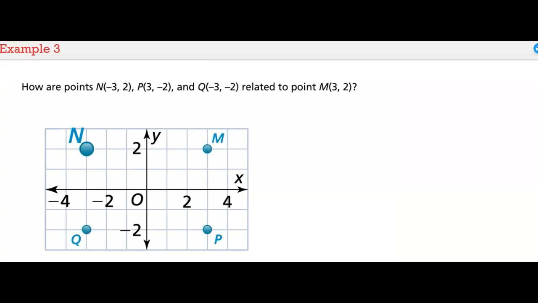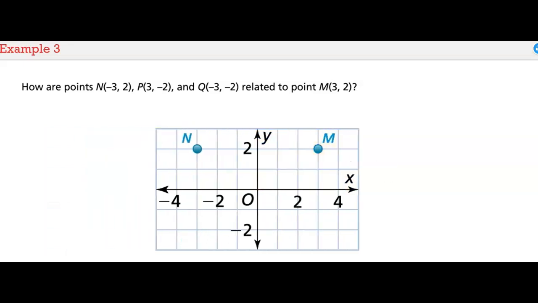How are points N, P, and Q related to point M? Point M has an x-coordinate of 3 and a y-coordinate of 2. It is located in the first quadrant. Point N has an x-coordinate of -3 and a y-coordinate of 2. It is located in the second quadrant.